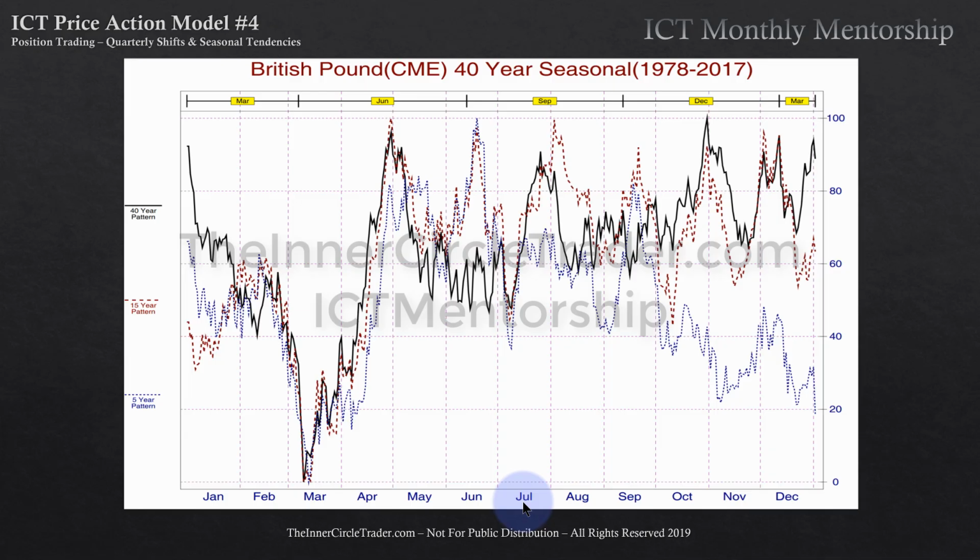Okay, so this slide will look very familiar. It's the exact same one. And we're focusing on the British pound and the month of May. And the seasonal tendency here is very clear. You can see the month of May typically is bearish for pound sterling.